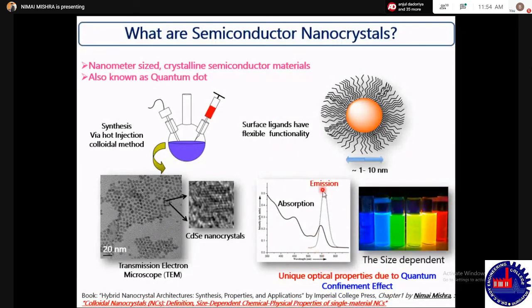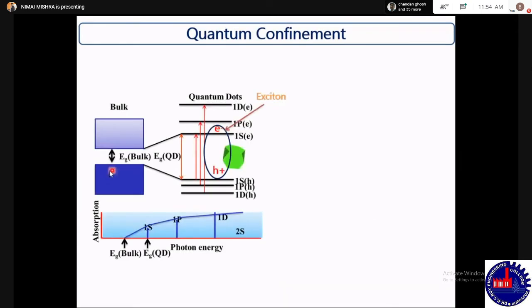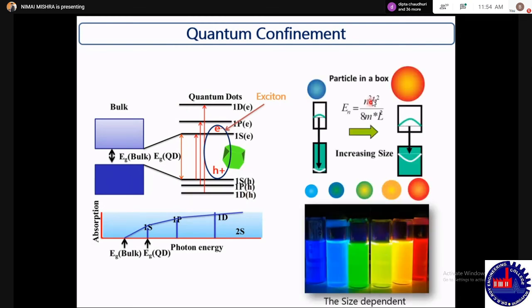Based on their wavelength of emission, we can get blue, green, yellow, orange, and red emission. These are due to the quantum confinement effect. How does this quantum confinement effect arise when you take a bulk material to the nanoscale? It's high school physics: all of you must know the particle in a box model, E equals n squared h squared by m L squared. So it's inversely proportional to the diameter of the particle.